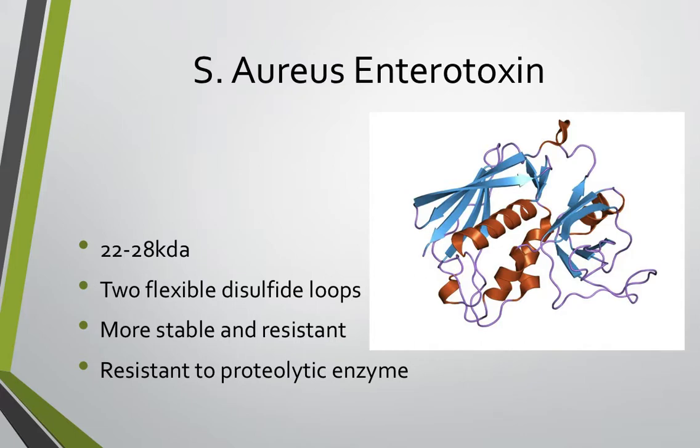The size of enterotoxin ranges from 22 to 28 kDa, and in their structure, at the top of the N-terminal, there are disulfide loops, which are flexible in nature and make enterotoxin more stable, and are also associated with the induction of vomiting caused by enterotoxin.